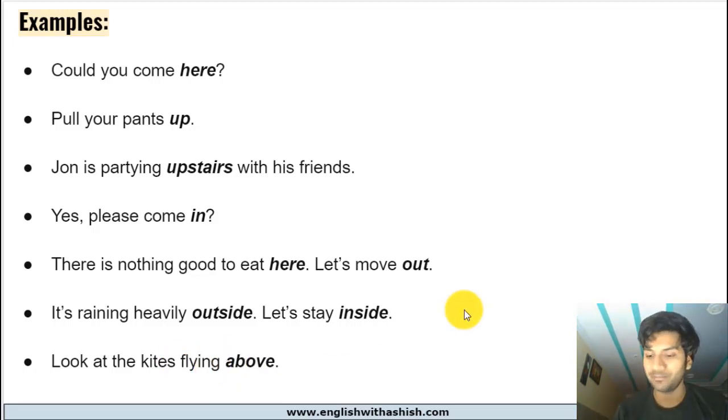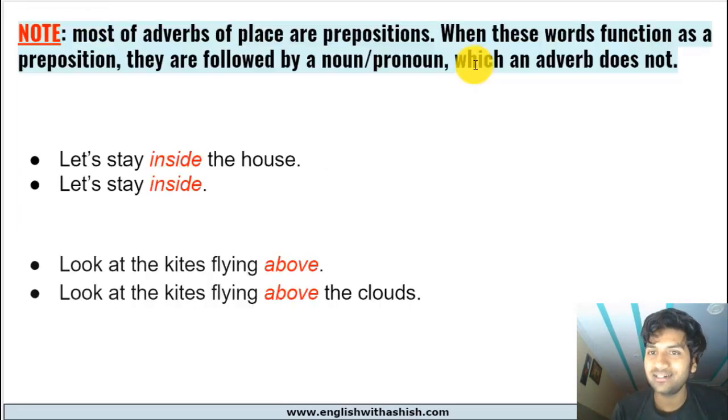Now, very, very important point, guys. Most of these words are prepositions. The list I just showed you, most of these words are prepositions. When these function as a preposition, they're followed by a noun or a pronoun. When these function as an adverb of place, they're not followed by any noun or pronoun. When these words function as an adverb, they're simply working alone. But when they function as a preposition, they're followed by a noun or a pronoun, right?